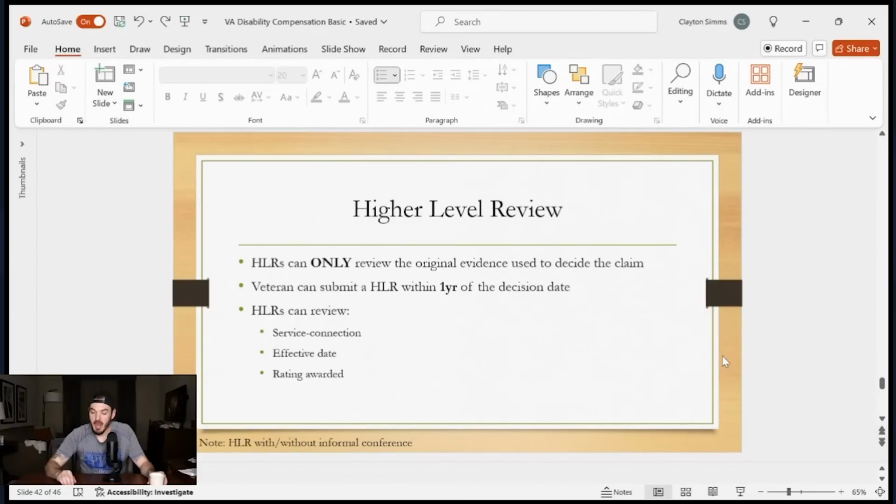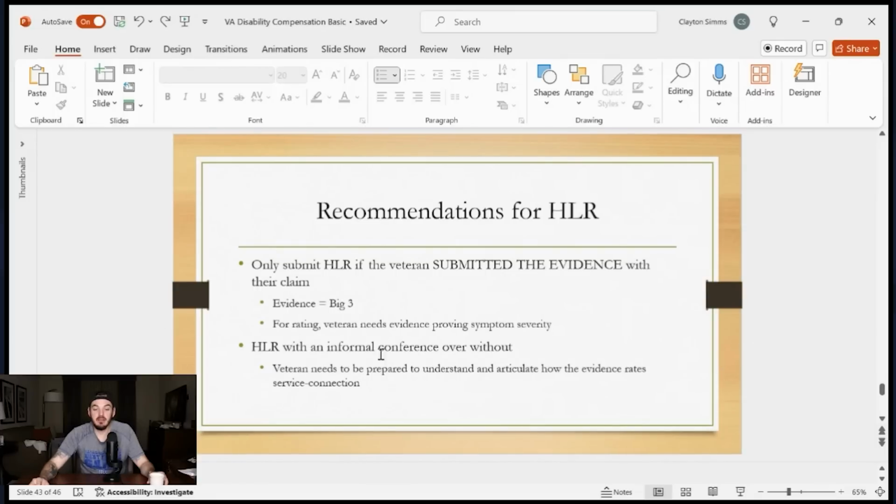Okay, now my recommendation for HLR is personally the informal conference. Is that going to make your HLR take a little longer? The answer is yes. The VA tells us that on their website, but I would much rather speak to a rater versus write them a personal statement. Okay, that's just me. Do you have to do an informal conference? Absolutely not. You could write a personal statement with your HLR. That's all fine. You cannot submit new evidence outside the personal statement.